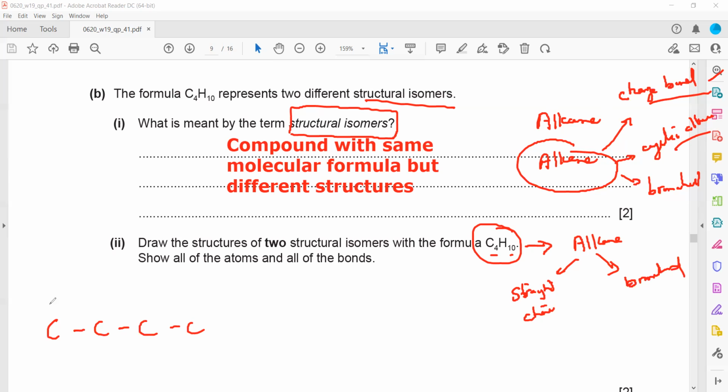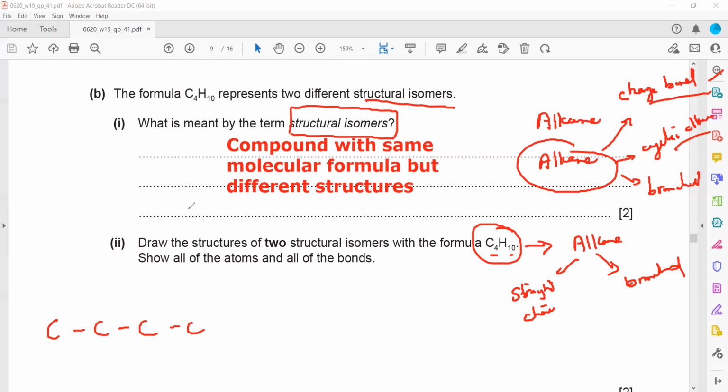Carbon can maximum form 4 bonds, so this will have 3 hydrogen. And you are not supposed to write like CH3 here. Why? If you write CH3, it will be considered wrong, because they already mentioned show all the atoms and all the bonds. This statement is there, so you have to show all the atoms and all the bonds.